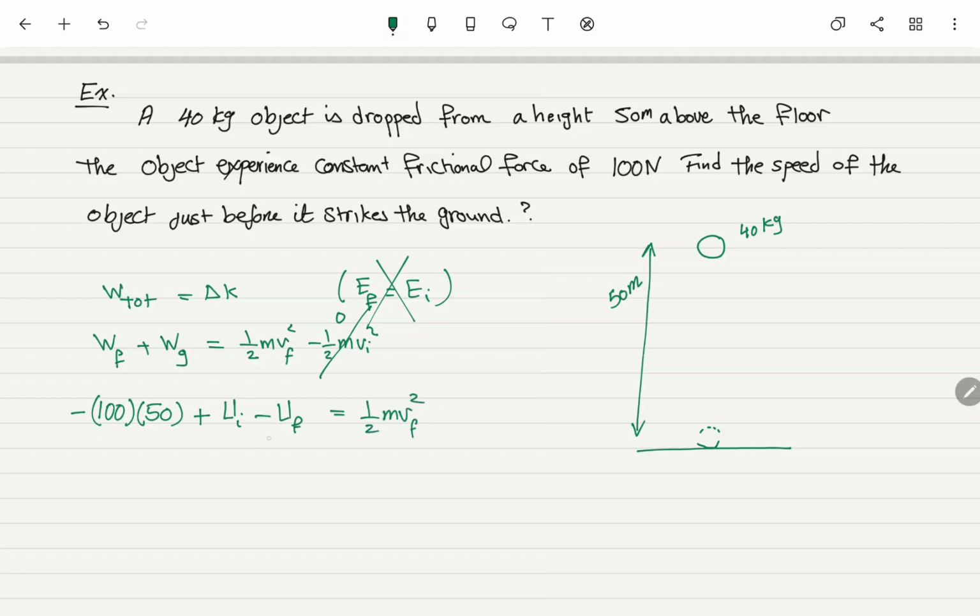Now U final here, the height of the object when it strikes the ground, equals 0, and U initial here equals mgh. So minus 5,000 plus m, in this case 40, times 10 times the height 50, equals half 40 v final square. You substitute numbers, you will get v final equal to 27 meters per second.